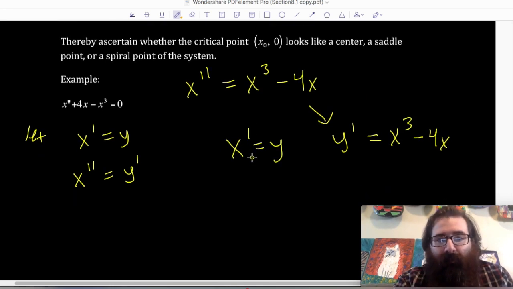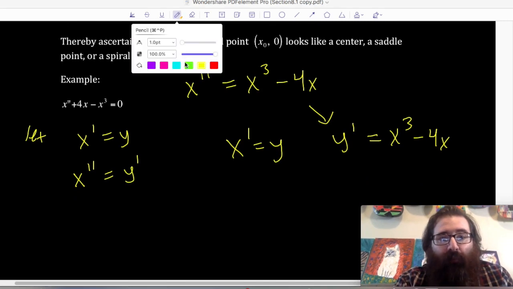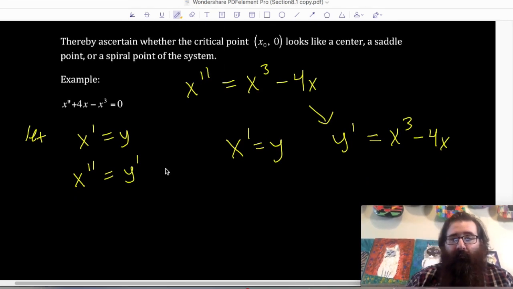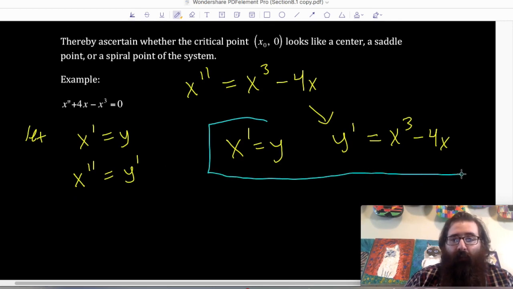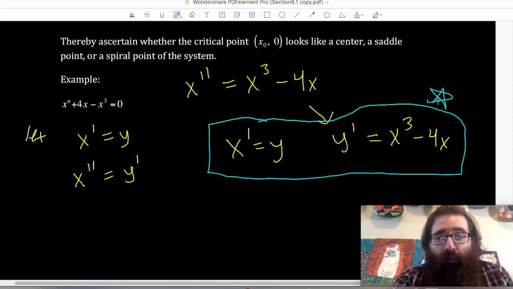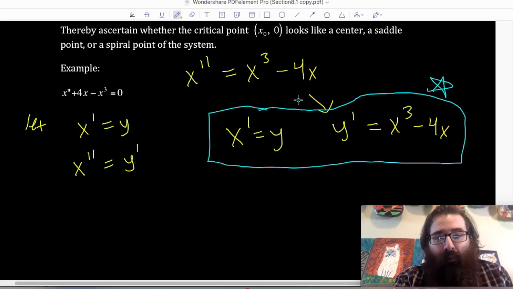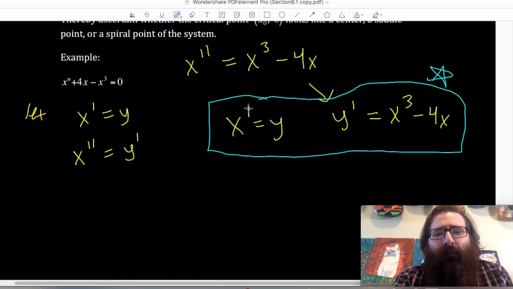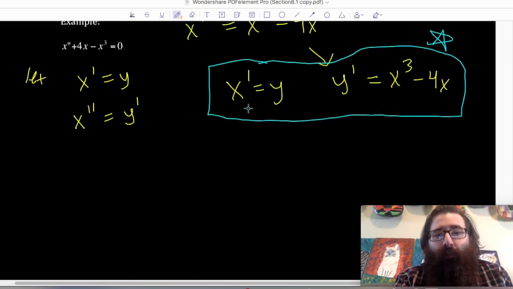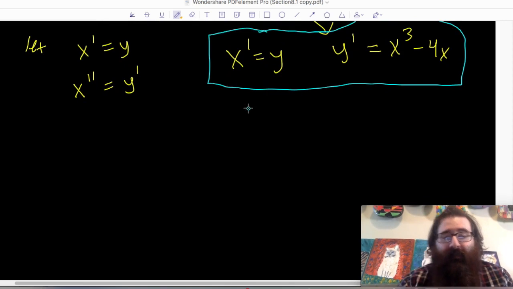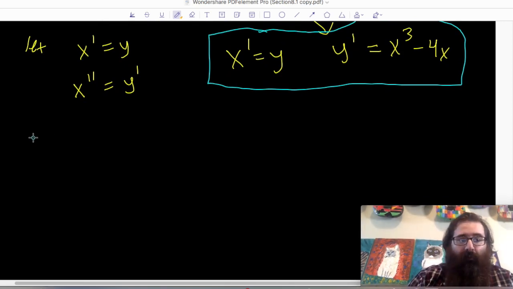And this is going to be our system of first order differential equations. So we have x prime equals y, and then y prime equals x cubed minus 4x. So there's our system of first order differential equations. Now, if I'm looking to find the critical points to the system, I would like to set the derivatives equal to 0. So I want to set x prime equal to 0, and I want to set y prime equal to 0.